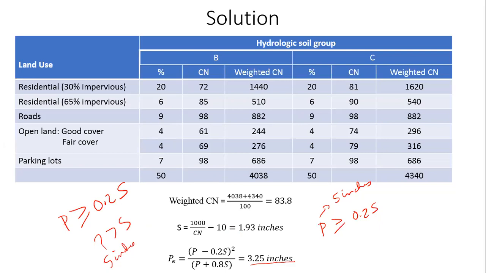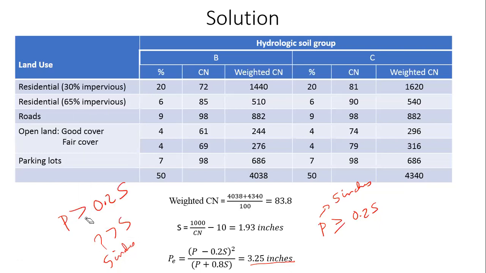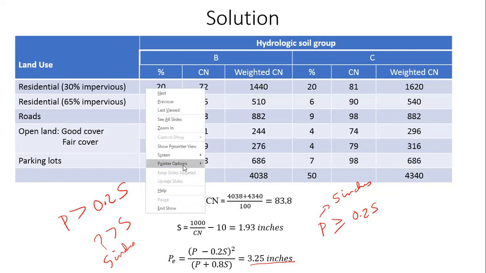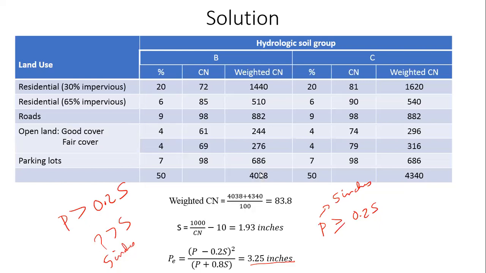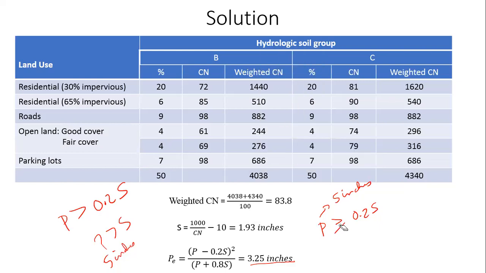So P is greater than, sorry, not greater than or equal to. I'm sorry, it should be greater than. I can't erase this because it's the previous one, but that's okay. So P greater than 0.2 S, you check that, and then you put it into that equation. You get the effective rainfall is 3.25 inches. So any questions on this, on how to apply this approach?